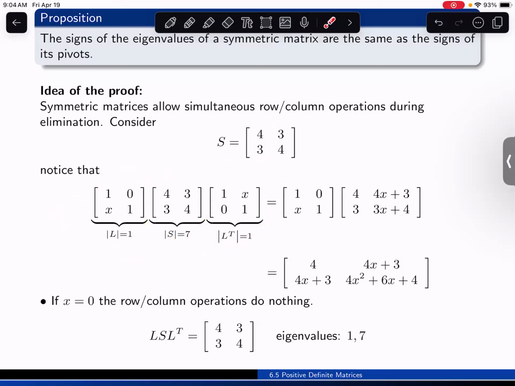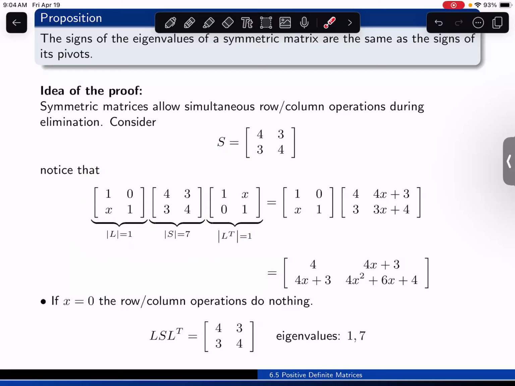Elimination matrices are either lower or upper triangular, and the diagonal entries are always just 1. So the determinant of elimination matrices is just 1. So if you do this product, the determinant is just going to be 1 times 7 times 1. So it doesn't change the determinant at all.